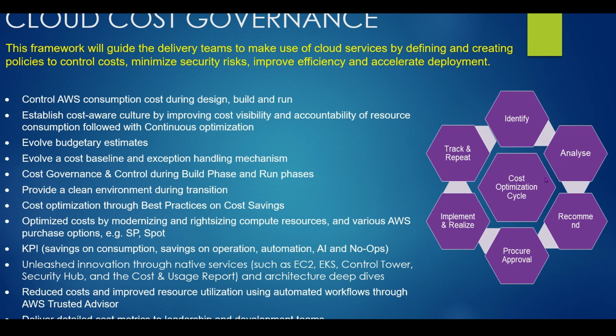Okay, so the cost optimization cycle, this is how it works. This is the framework. We have to identify the workloads for optimization, and then we need to analyze how much the actual usage is, based on CloudWatch monitoring, the Compute Optimizer tool, Trusted Advisor, or different tool sets. We need to analyze what the actual consumption is.